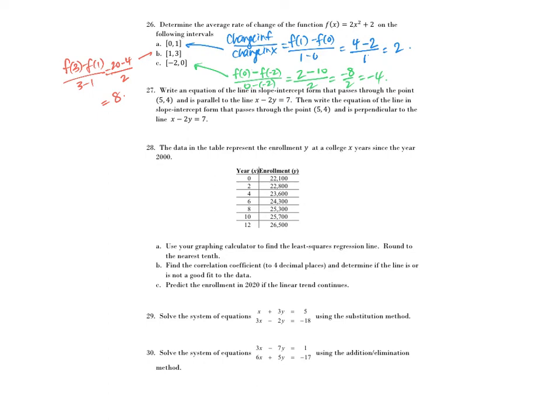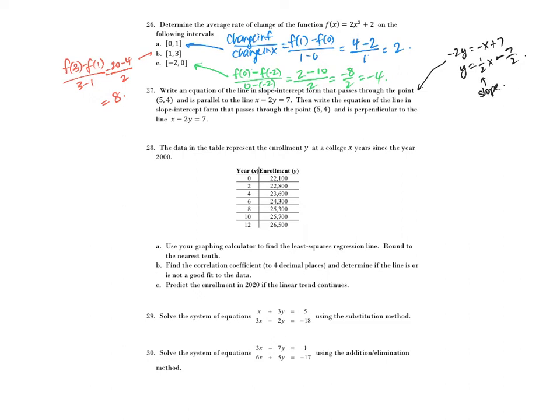Write an equation of the line in slope-intercept form that passes through that point and is parallel to that line. Oh, so there are kind of two parts here. For the first part, I want it to be parallel to the line x minus 2y equals 7. So I'm going to write that in slope-intercept form. I can say negative 2y equals negative x plus 7, and then divide everything by negative 2. Negative x divided by negative 2 is just going to be 1/2 x minus 7/2. Okay, so the slope is 1/2.